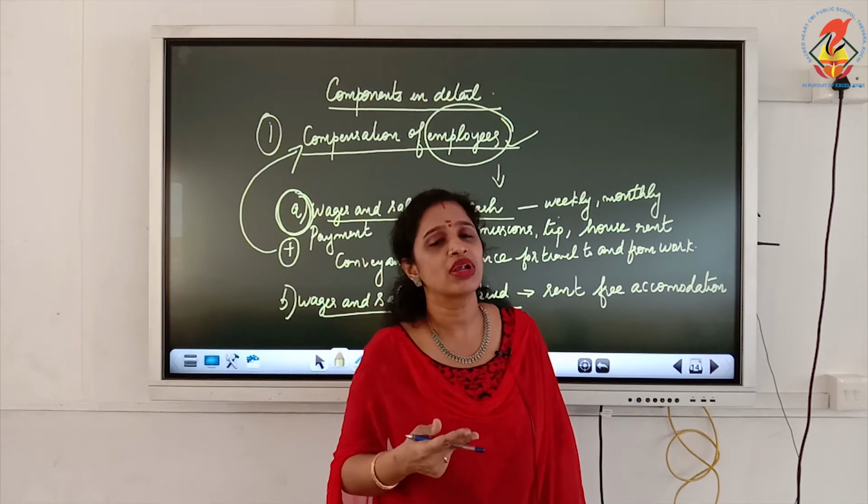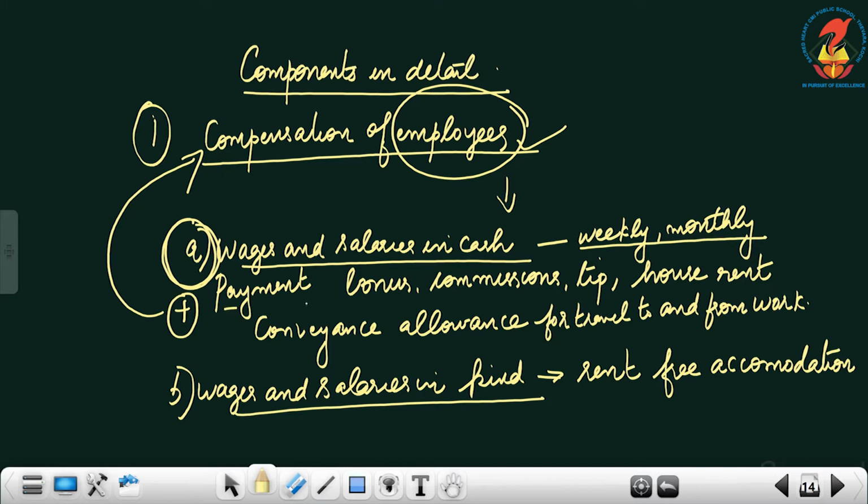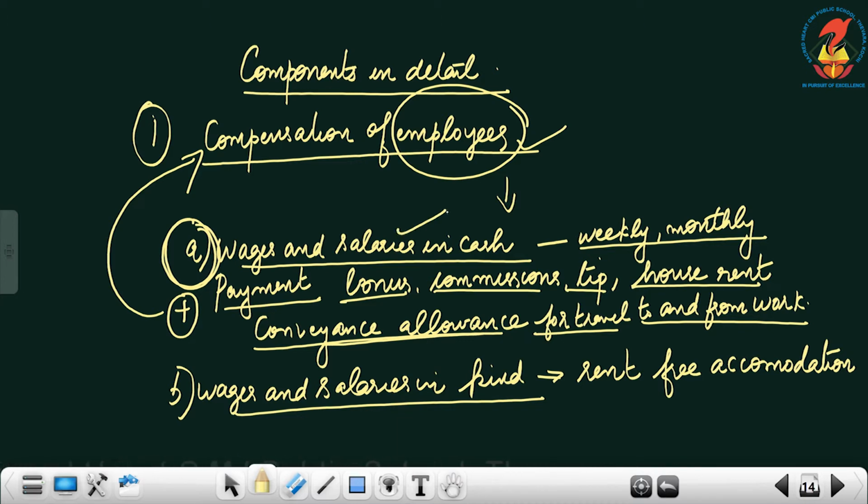Now, let us see what all comes under wages and salaries in cash. Weekly, monthly payment, bonus, commissions, tip, house rent in the form of money, conveyance allowance for travel to and from work. All these come under wages and salaries in cash. Once again, wages and salaries in cash consist of weekly, monthly payment, bonus, commission, tip, house rent, conveyance allowance for travel to and from work. These are the components of wages and salaries in cash.